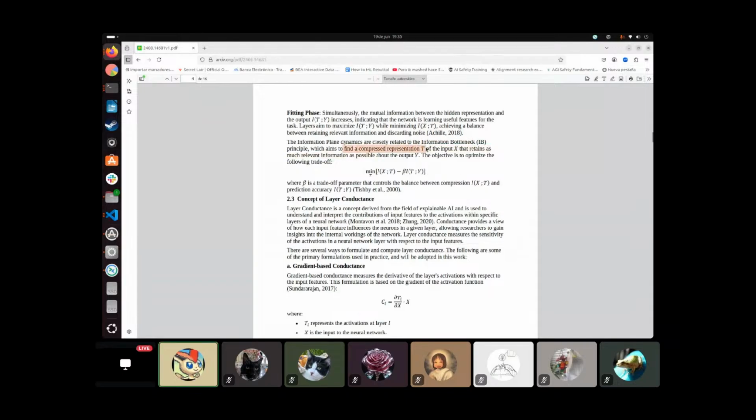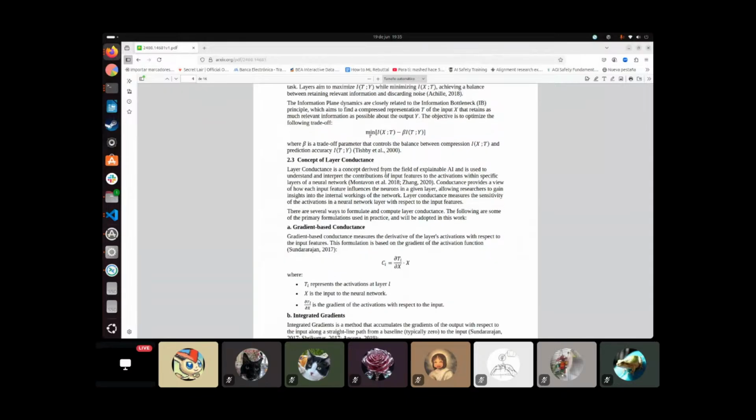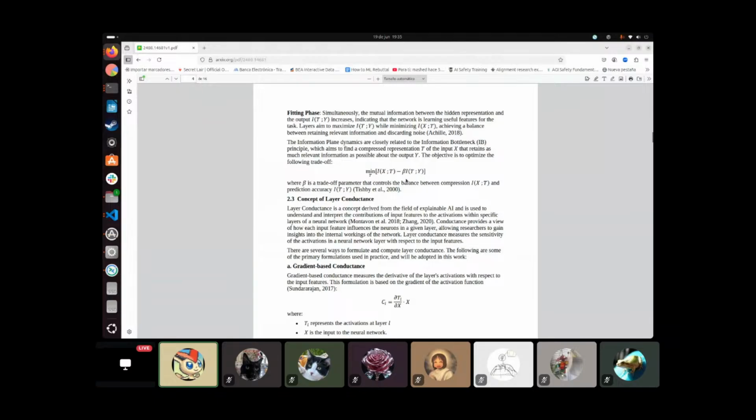Deciding to find the compressed representation T of the input that retains as much information as possible of the output Y. And the objective is to optimize the following trade-off. Okay, so they're saying that the model basically compresses the input into some more abstract representation, which is kind of what I was thinking. Which I guess is this information bottleneck theory. I'm not sure that's exactly always true, but they already mentioned that there is more than one path and things like that.